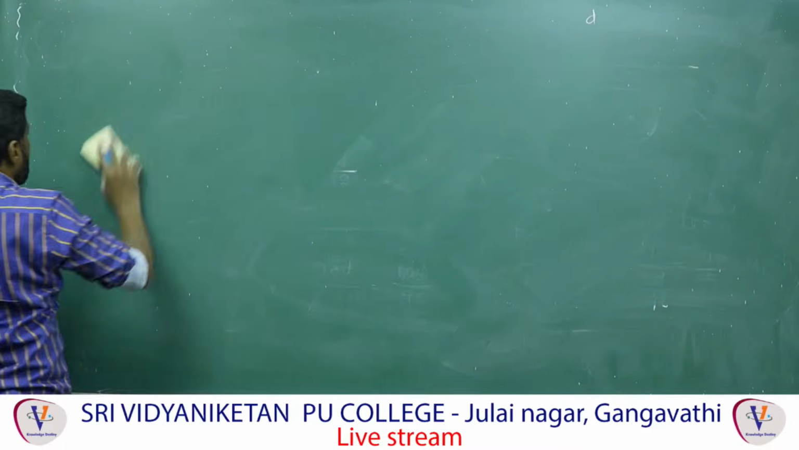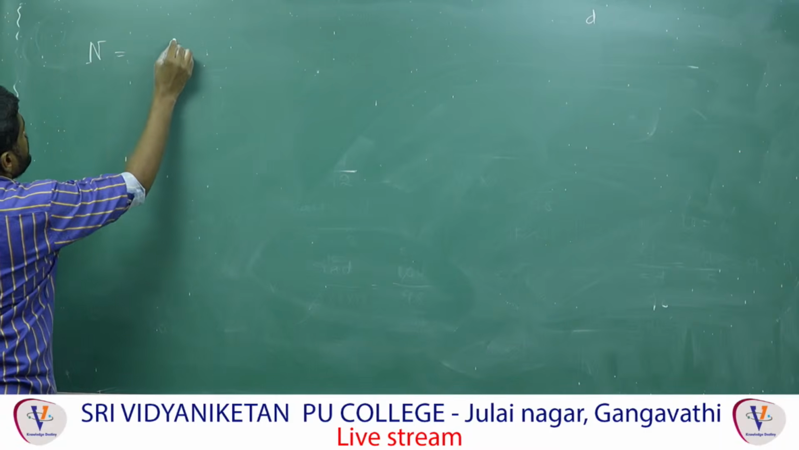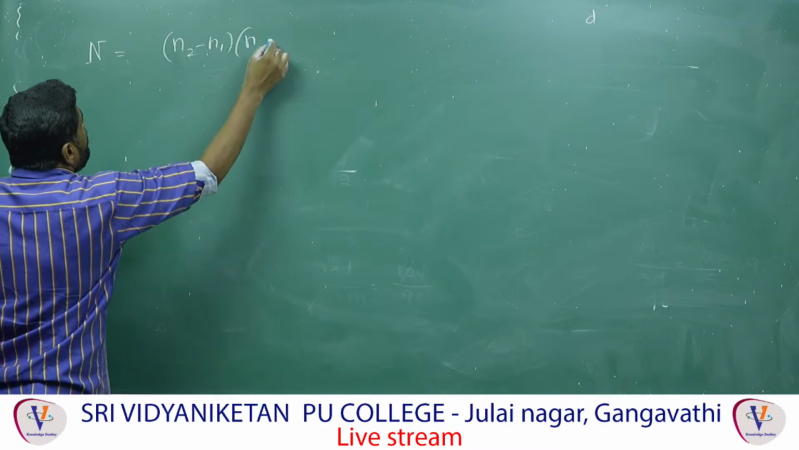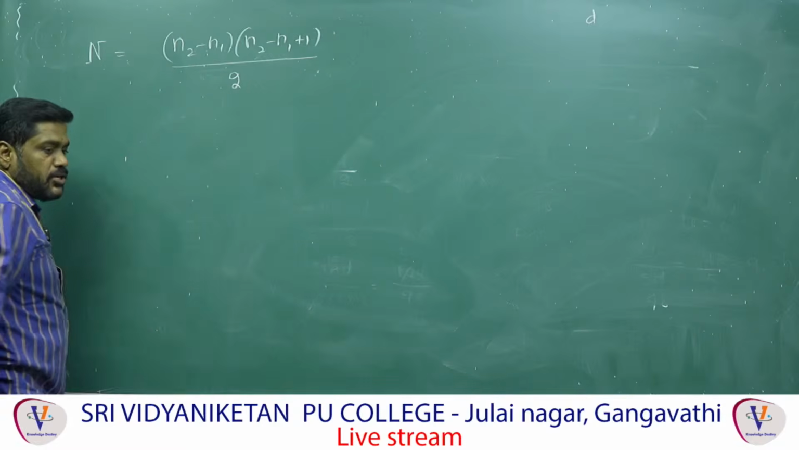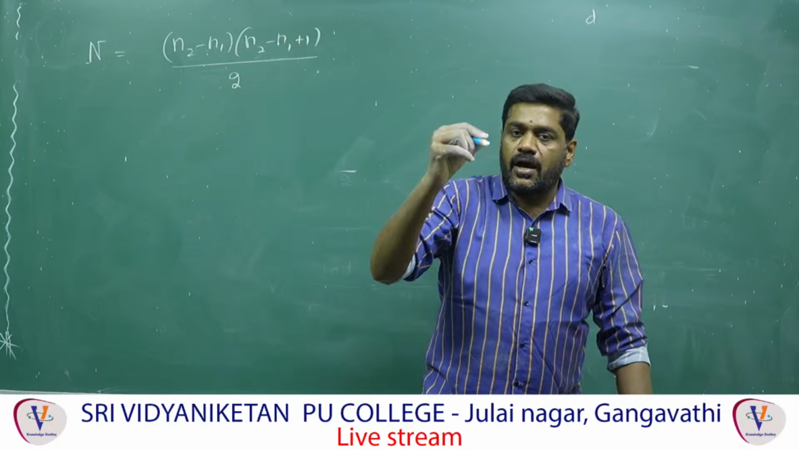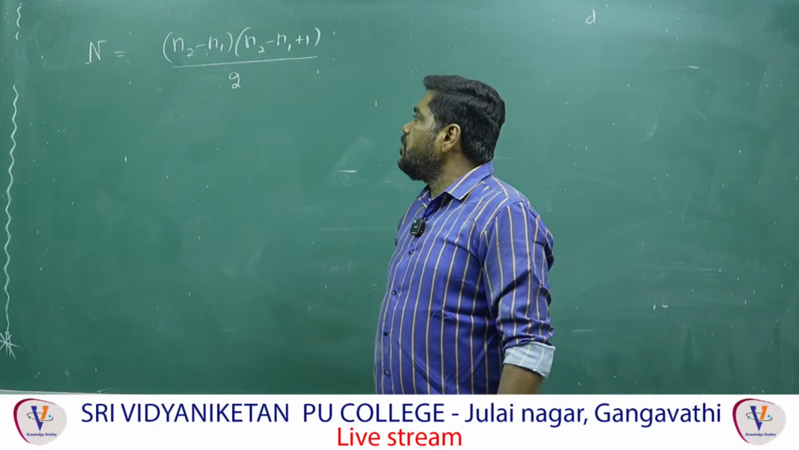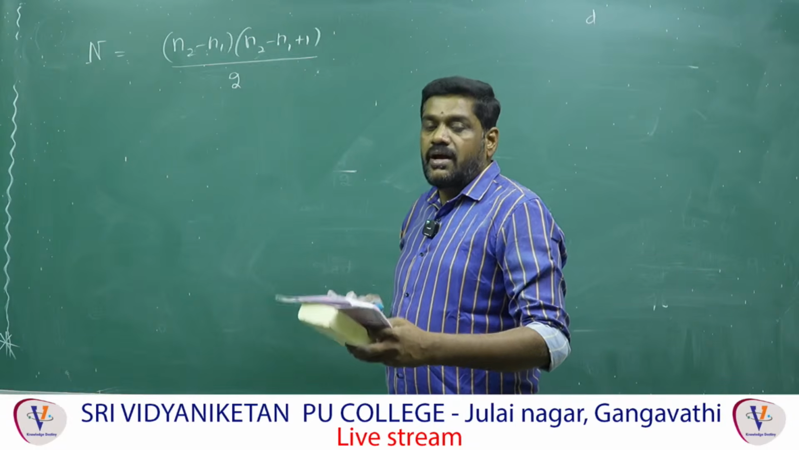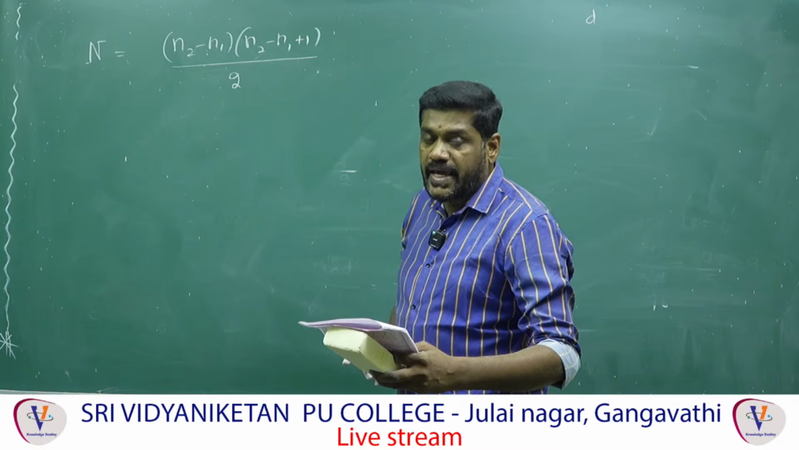So here there is one formula, the number of spectral lines emitted, that is equal to (n2 minus n1) into (n2 minus n1 plus 1) by 2. This is the formula for spectral lines emitted when the electron jumps from any higher orbit n2 to lower orbit n1. n1 is the lower orbit, n2 is the higher orbit. They are asking for n, the higher orbit from which it is coming, and it is coming to the first excited state.